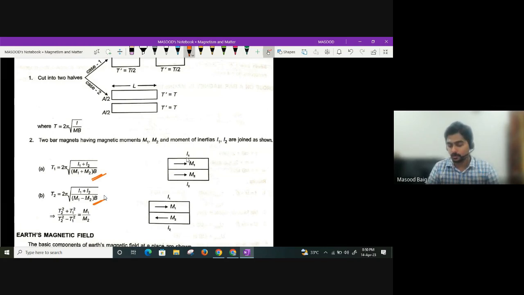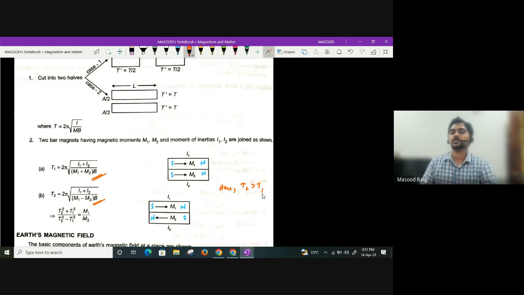Here both moment of inertia is a scalar quantity again. Both the masses are in the same direction. Here also moment of inertia is the same. But how are they connected, guys? In such a way that, as you can see, this is south, this will be north, this is south, this is north. So are they placed in such a way that the unlike poles are connected together or not? Yes. So in which case is time period more? T2 or T1? T2 is more or T1 is more, beta? So T2. Obviously T2 will be greater, right?